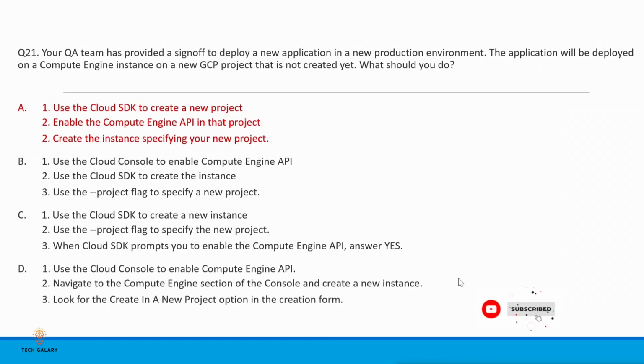So now let's take a look at option A. Use the Cloud SDK to create a new project. Enable the Compute Engine API in that project. Create the instance specifying your new project. Option A is correct because first we need to create a new project, as in the question they state that the GCP project is not yet created. Once a project is created, we need to enable the Compute Engine API because this API is very important to create an instance. So before creating an instance, you need to enable the Compute Engine API. Once the API is enabled, you will next go ahead with creating the instance specifying your new project. So option A is the correct one for this scenario.